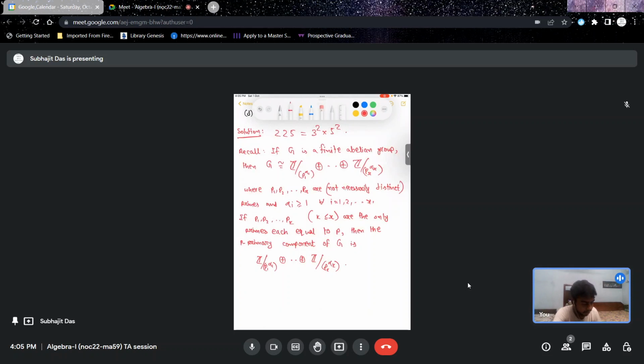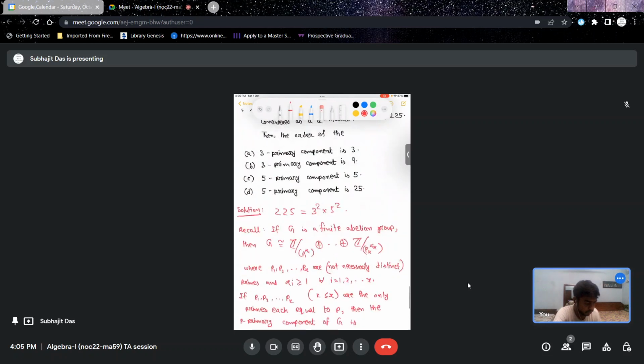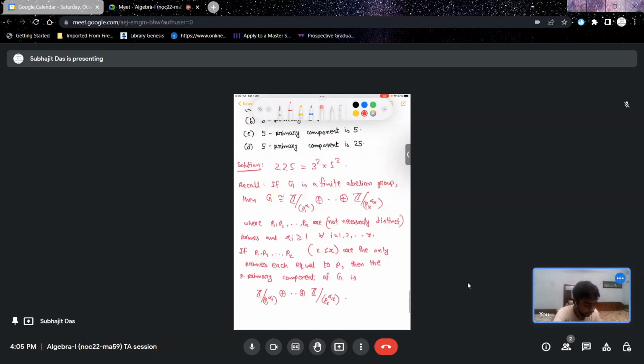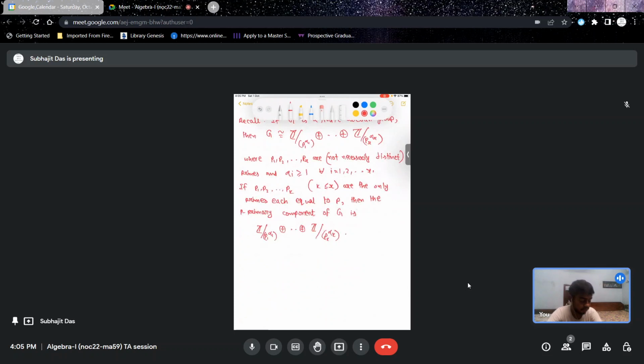So now we are in the right place to solve this problem. That means, if you take the p primary component, the order of the p primary component will be exactly equal to the highest power of p dividing the order of G, right?